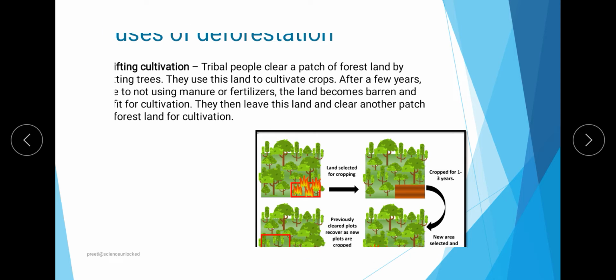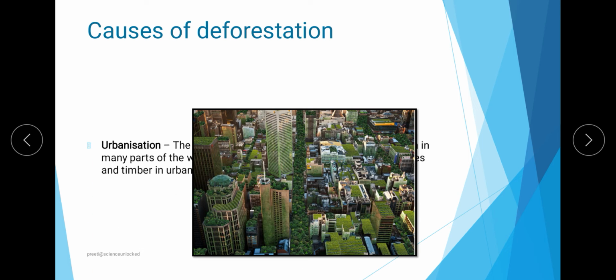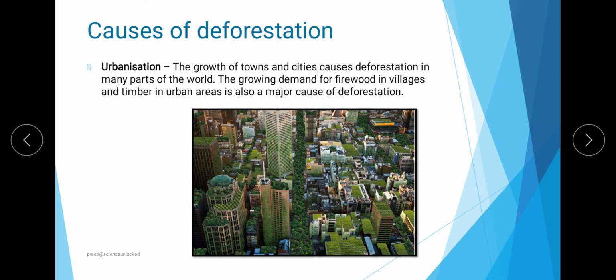Now another reason behind deforestation is urbanization, where we are taking a huge amount of land from the forest so that we can fulfill the requirements of the increasing population throughout the world. Whether we talk about more and more hospitals, more and more schools, or more and more houses, all these things eventually act as a cause of deforestation.